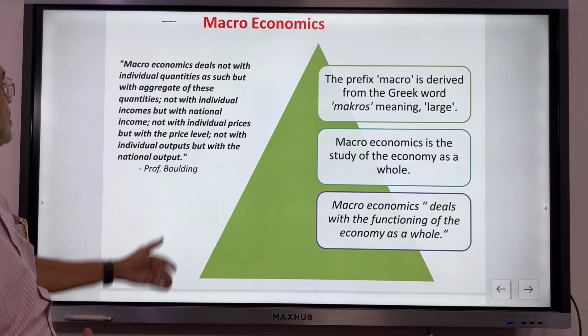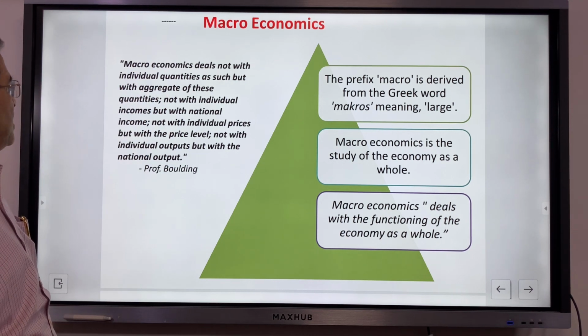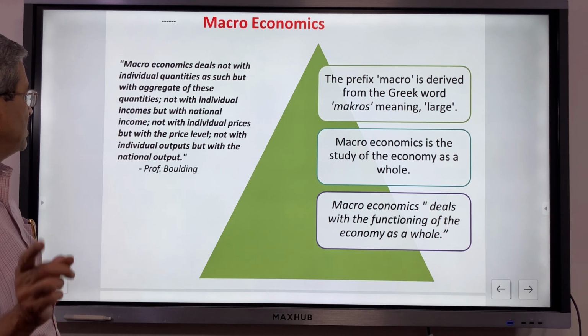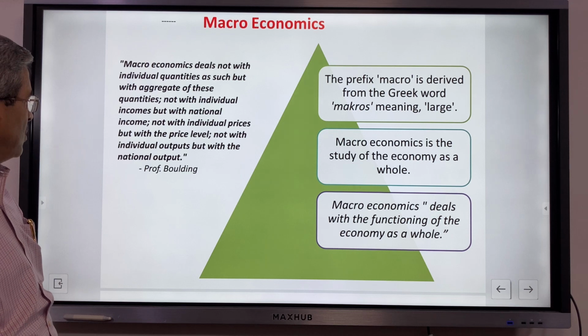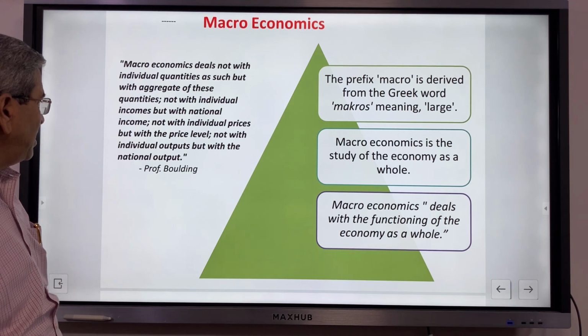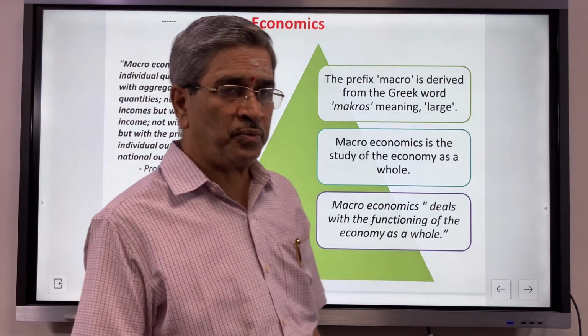So it deals not with individual quantities as such, but with the aggregate of these quantities, and not with individual incomes, but with the national income, not with the individual prices, but with the price level, not with the individual outputs, but with the national output.